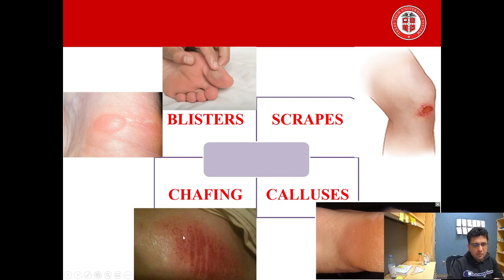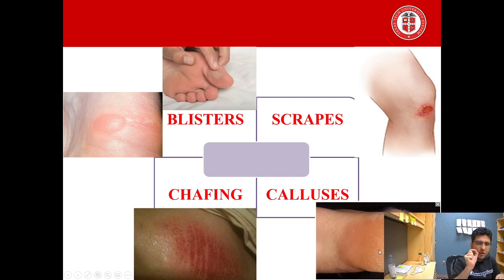So the best way to treat chafing is to just clean it with water and soap and make it dry, because moisture is the biggest culprit here. So you can apply some sort of powder and keep that surface dry as much as possible. That's the best treatment to a chafing or diaper rashes. Calluses, somewhat a sort of chronic injury, and if it's that big as shown in the picture, that's a callus.